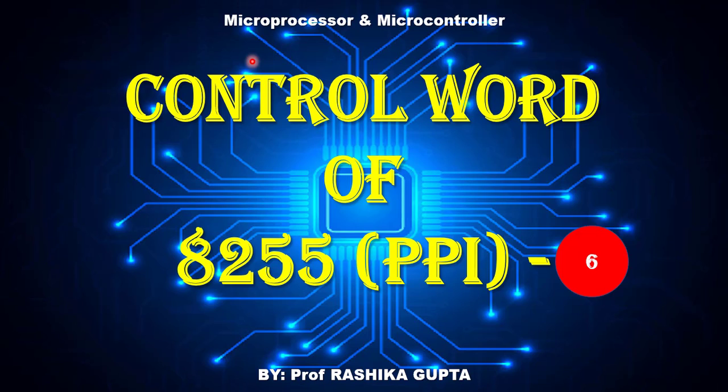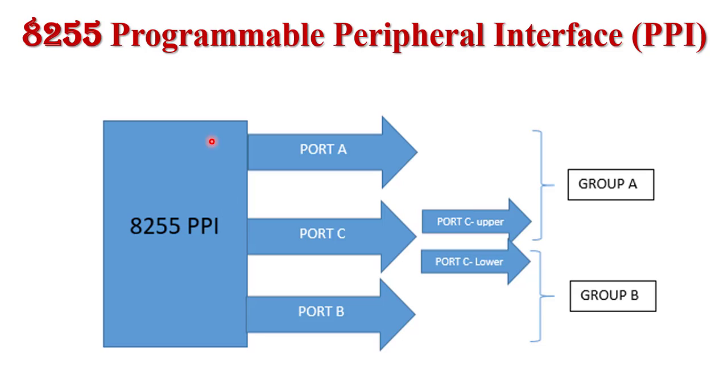In this video, I will explain the control word of 8255 PPI. It is lecture number 6 of the 8255 Programmable Peripheral Interface. Before I discuss the control word of 8255, I will give a brief introduction of 8255. In my previous video, I have already explained about 8255, its introduction, its pin diagram, and its block diagram in detail. The link of that video I will give in my description box.